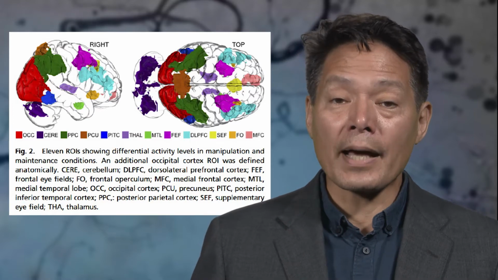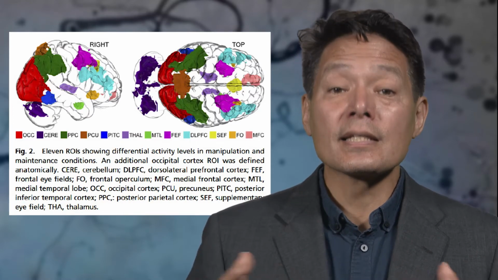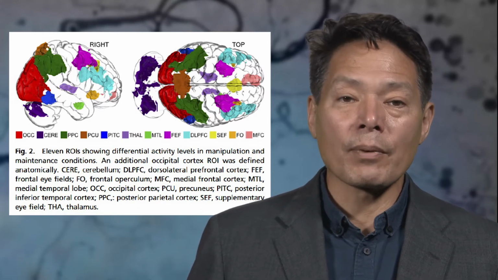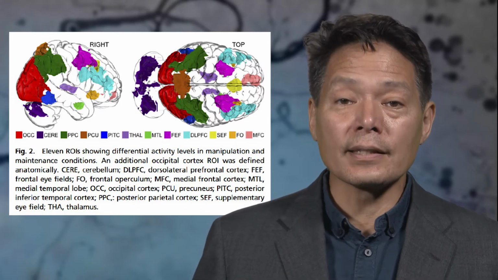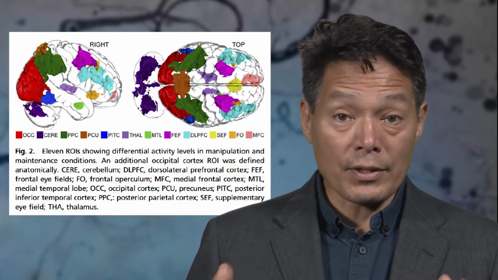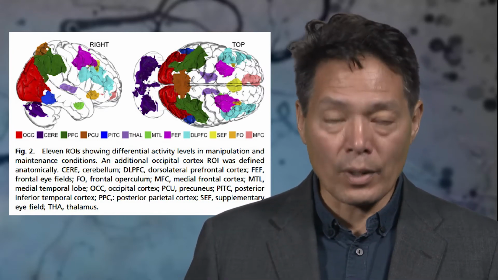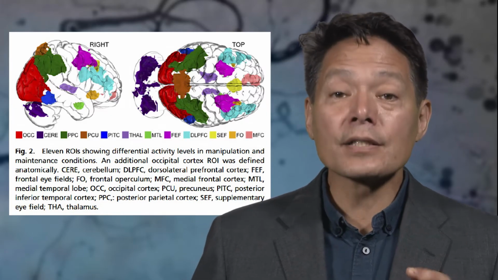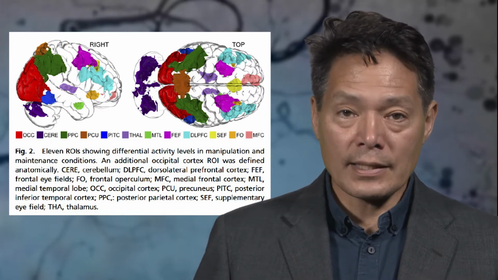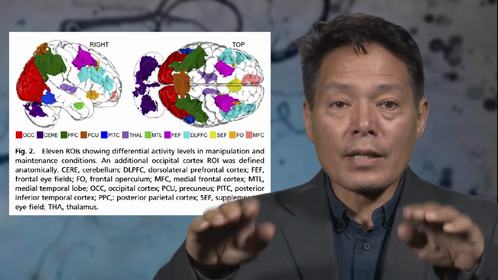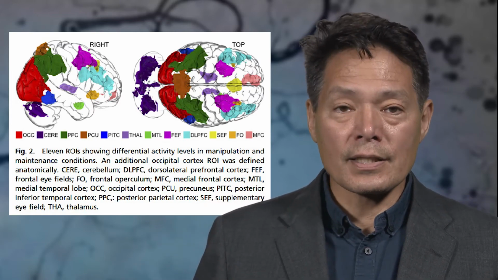We then looked at patterns of fMRI activity in this set of regions of interest. In particular, we looked at what areas of the brain became functionally connected when maintaining information about the shapes in working memory versus when manipulating those shapes in working memory. Remember, functional connectivity just means that activity in 2 brain areas becomes more positively correlated when their functional connectivity increases.